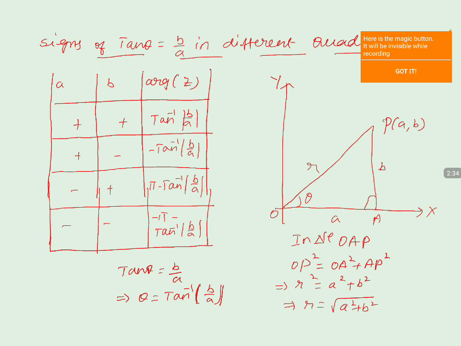Coming to the third one, when the real part a is negative and the imaginary part b is positive, the argument of z is calculated using the formula pi minus tan inverse of modulus of b by a. And coming to the fourth one, if the real part is negative and the imaginary part b is also negative, then the amplitude of the complex number, or argument of the complex number, is calculated using the formula minus pi plus tan inverse of b by a.